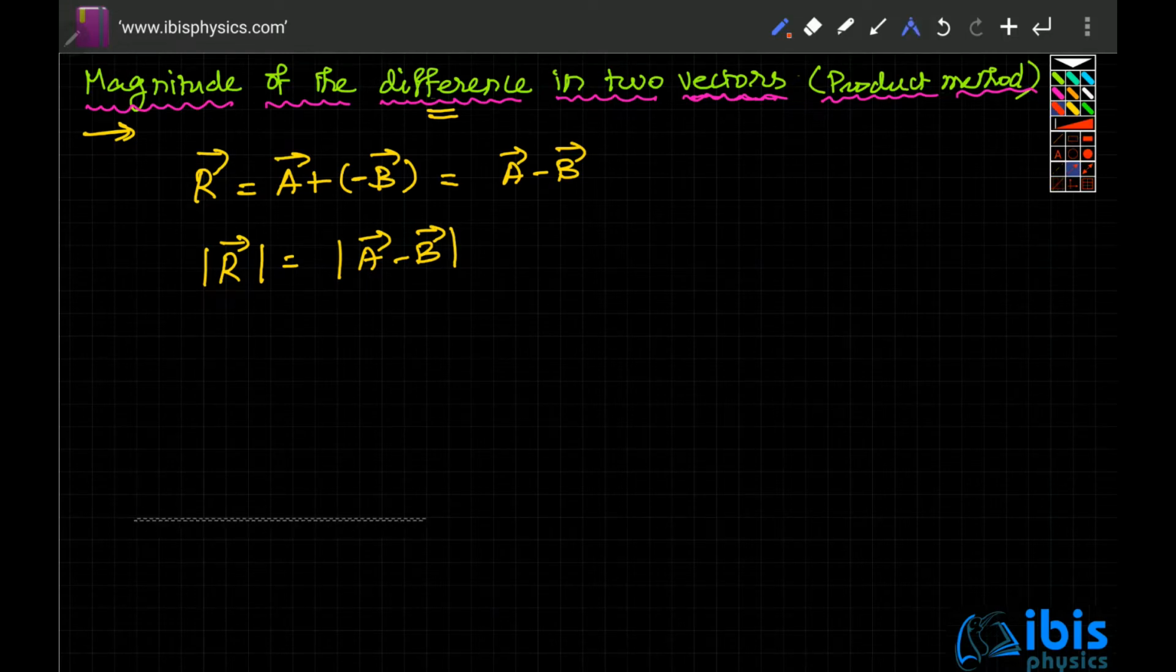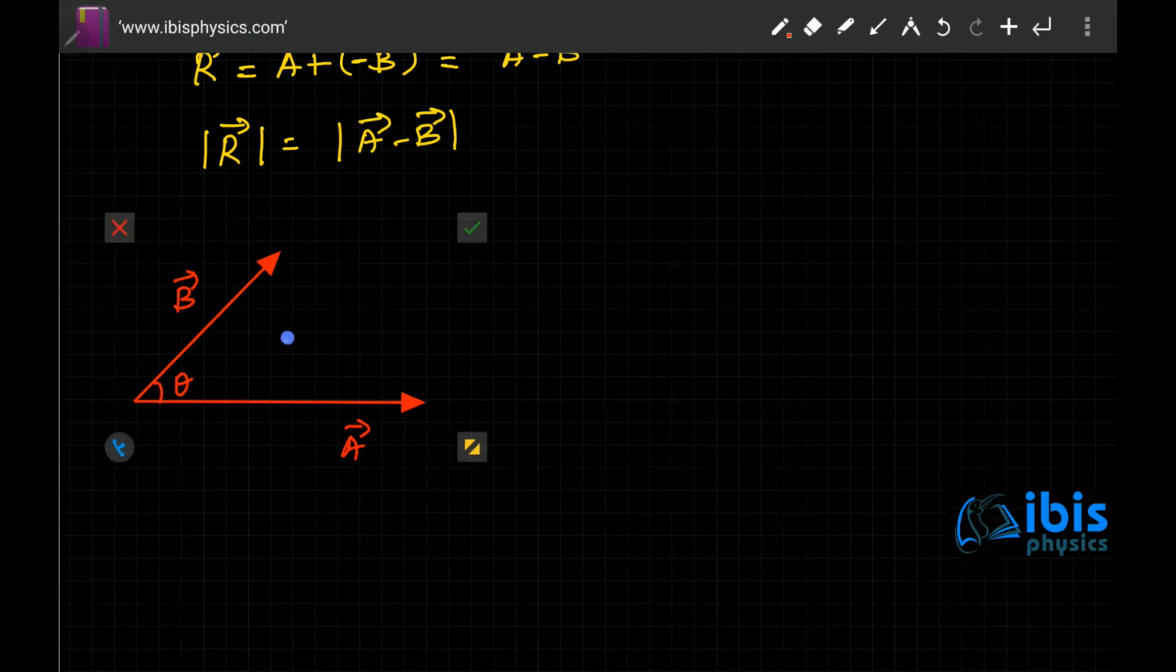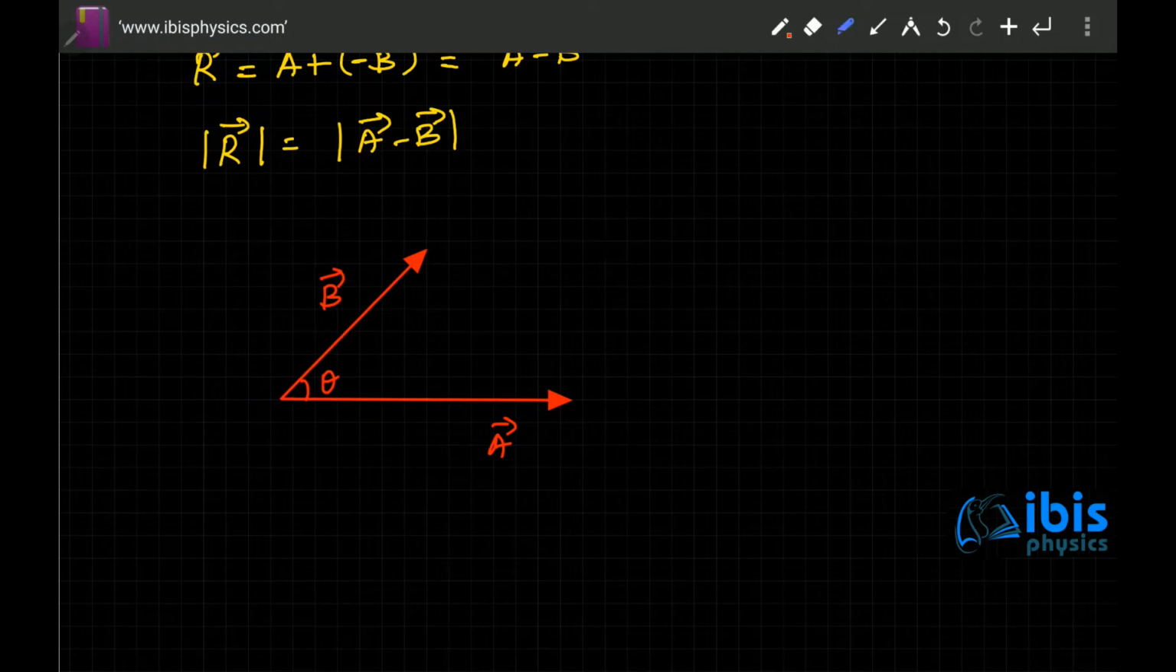Suppose A is this vector and B is this vector, and the angle between them is theta. We call this A vector, we call this B vector. So when we say A minus B, what we actually mean is we are changing the direction of this vector. I'll move this here. So A minus B literally means that this is B, and when you give it a 180-degree rotation, what you get is minus B. So let us give it a 180-degree rotation.